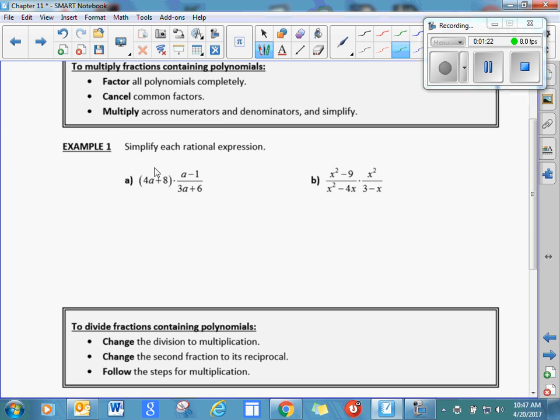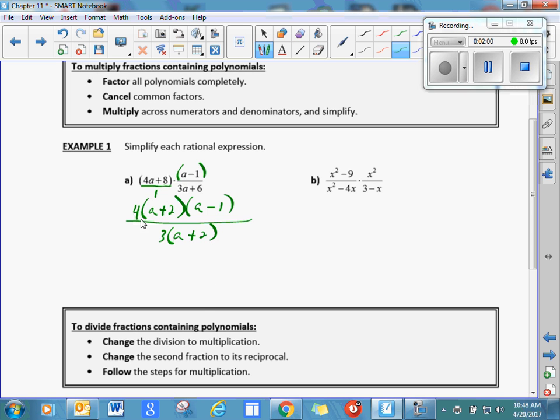Anytime you have a polynomial with no denominator, of course it's the understood 1. And I'm going to write it like that. So I am going to look at 4a plus 8, and I know I can factor. 4 comes out of both of those terms, and I have 4 times a plus 2. The second factor in the numerator, I'm going to put parentheses around it. I don't want that a and that -1 to get separated. They go together. In the denominator, there's 1. I don't have to write it. 3a plus 6, I can factor a 3, and I end up with a plus 2.